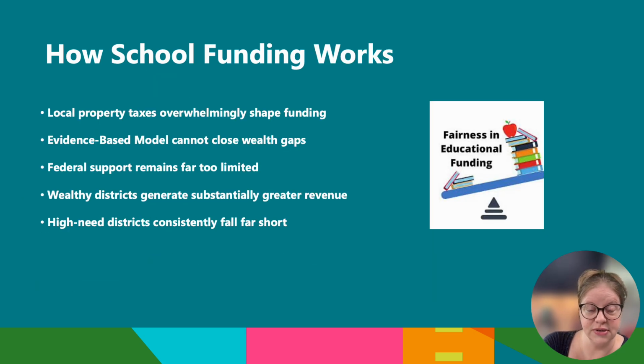How school funding works. Local property taxes overwhelmingly shape funding, which we have learned in this course, and I learned even more doing this project, how bad that really is. There is an evidence-based model that attempts to close the wealth gaps, but because it's such a giant gap between the incomes, it's impossible to close it because the federal support is far too limited. Hardly anything comes from our federal support for the schools.